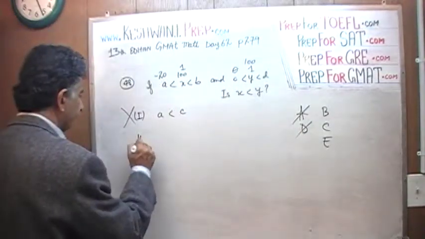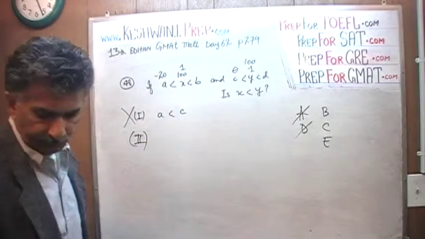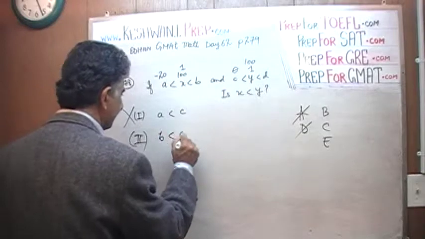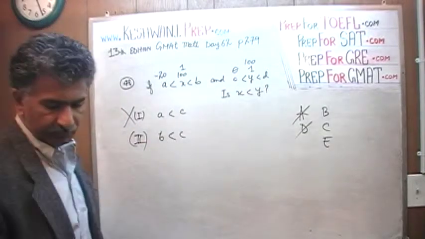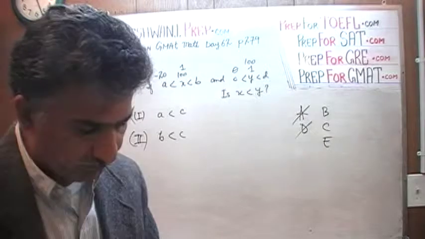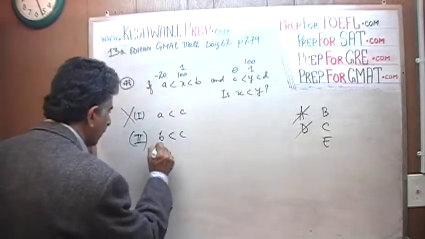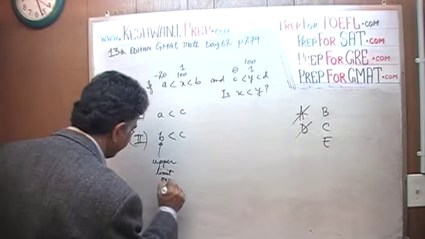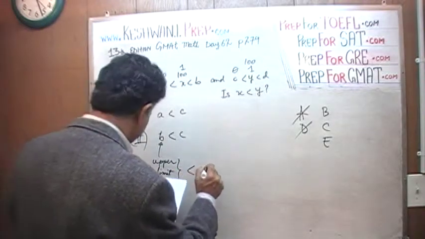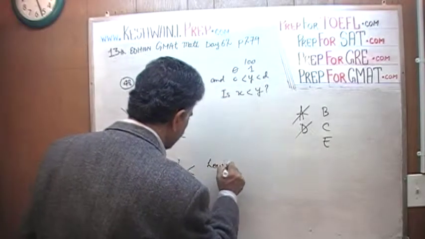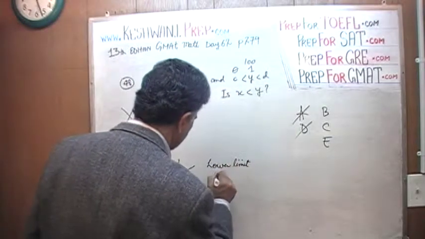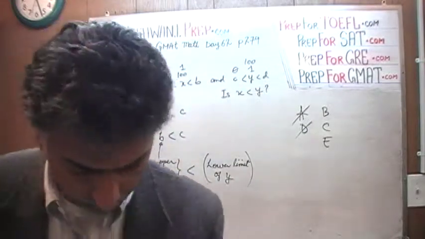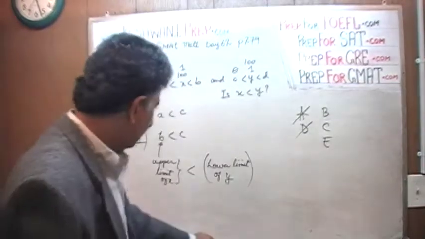Let's look at the second statement. The second statement tells us that b is less than c. Now we are talking, you see, b is less than c. B is the upper bound of x. So now they are telling us that the upper limit of x is less than the lower limit of y. Well, now that is helpful information.